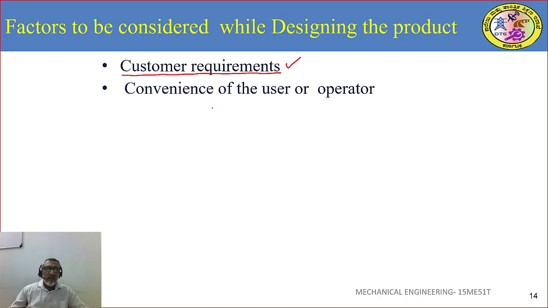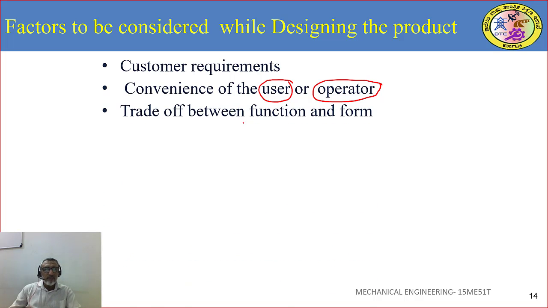And secondly, the convenience and use of both user and operator is to be considered. Usually there will be a user, and the same person may be the operator. For example, there's a car. The owner of the car is the user, but the owner may not drive the car. He may employ a driver to run the car. He is the operator. The convenience of both user and operator are essential in the product design.